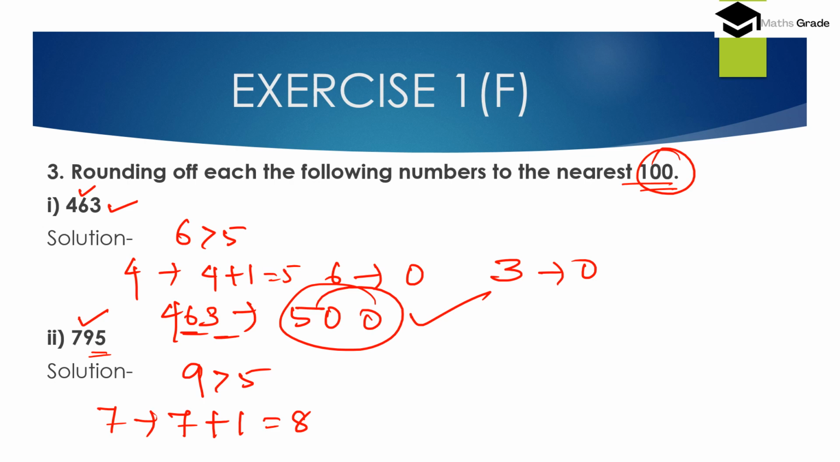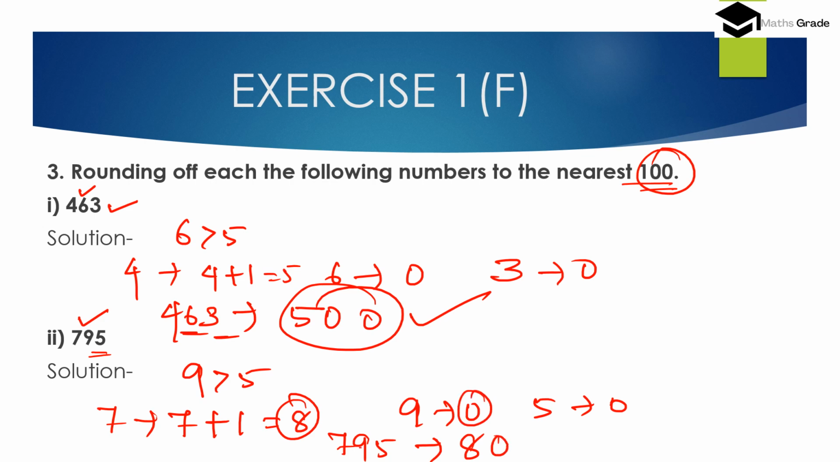7 plus 1 is 8, and this tens place digit 9 changes to 0 and units place digit 5 changes to 0. Now 795 rounded to the nearest 100 will be: this 7 changes to 8, this 9 changes to 0, this 5 changes to 0. Now 795 rounded to the nearest 100 will be 800. So 463 rounded to the nearest 100 is 500 and 795 rounded to the nearest 100 is 800.